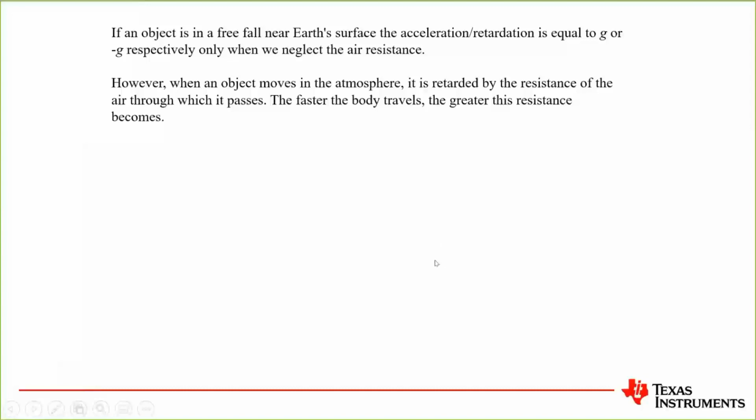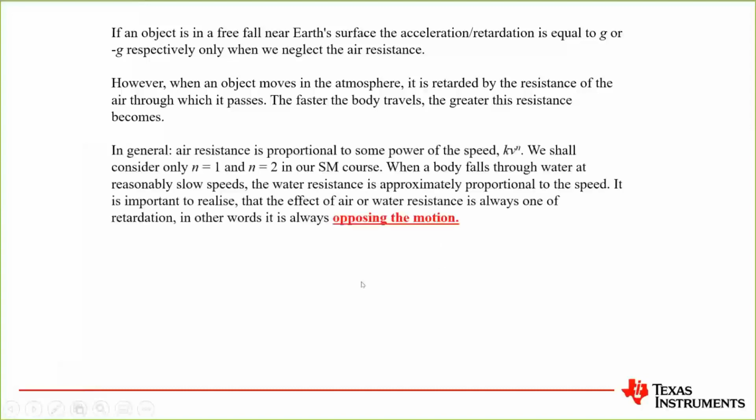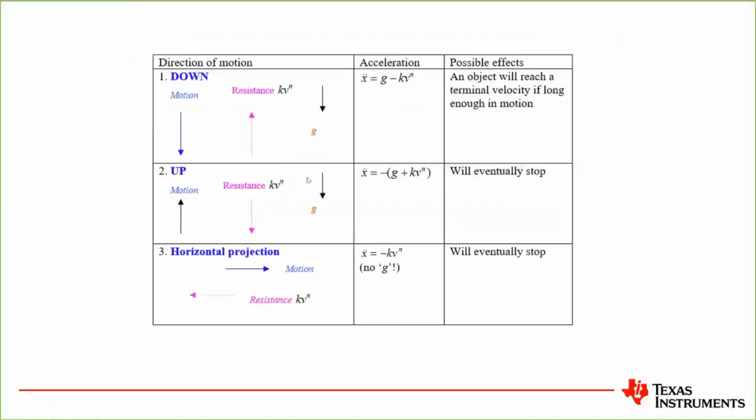Our next part will be looking at questions when we have retardation, so it's not just motion under gravity, but we might have a resistance. And we need to remember that it is always opposing the motion. If the motion is down, the resistance is always in the opposite direction, and resistance to motion is proportional to the velocity. It can be just k times v or k times v squared.